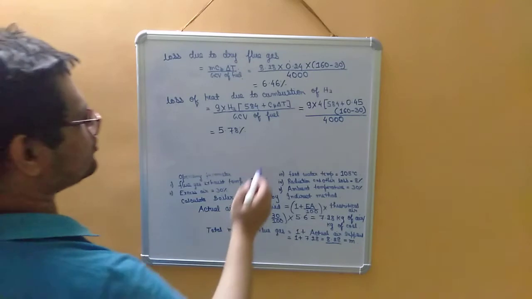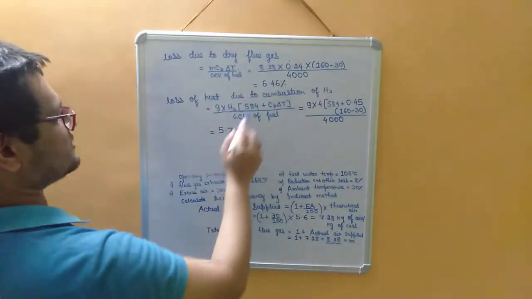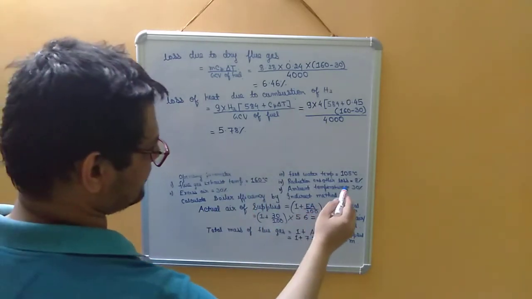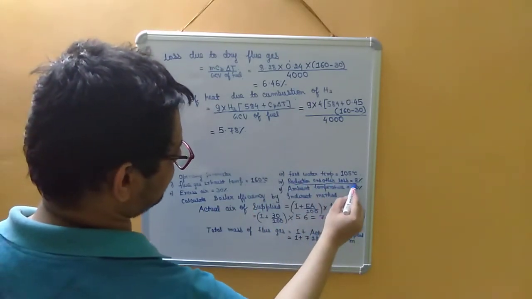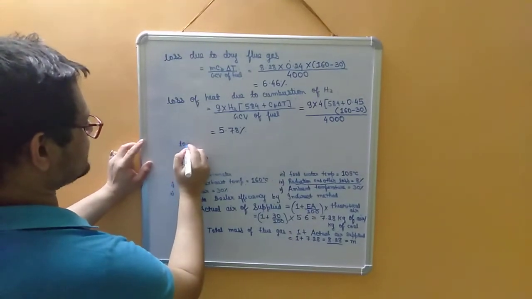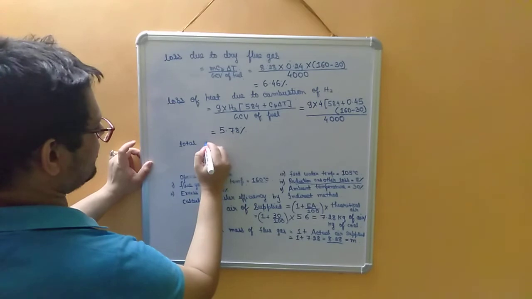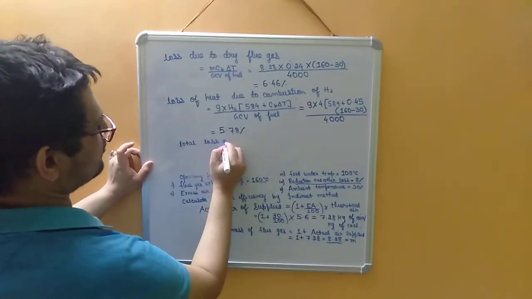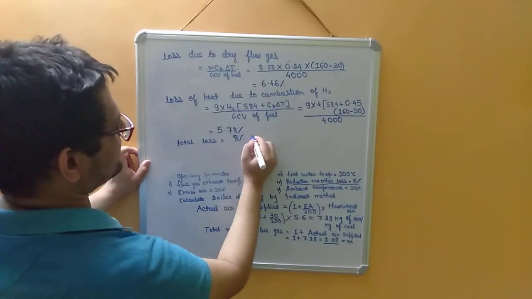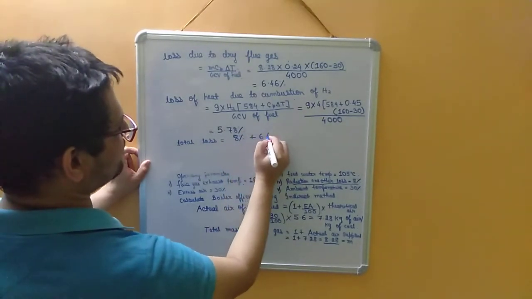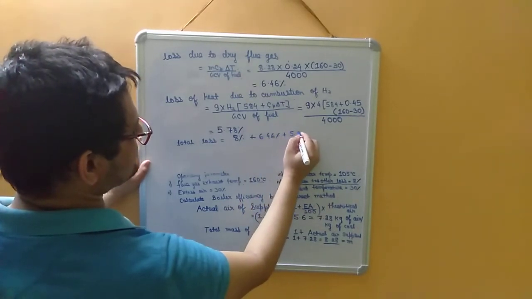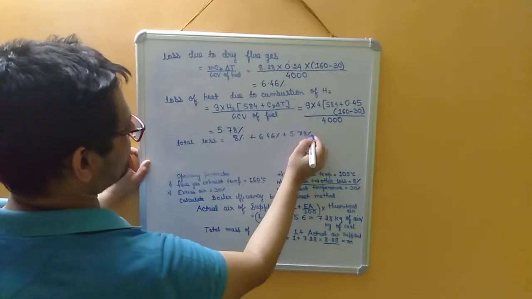So now we have got two types of losses: the loss due to the flue gas and the loss due to heat from combustion of hydrogen. The other one we already have, the radiation and other losses, that is 8%. So now we calculate the total losses. We sum up the losses, that is 8% plus 6.46% plus 5.78%.